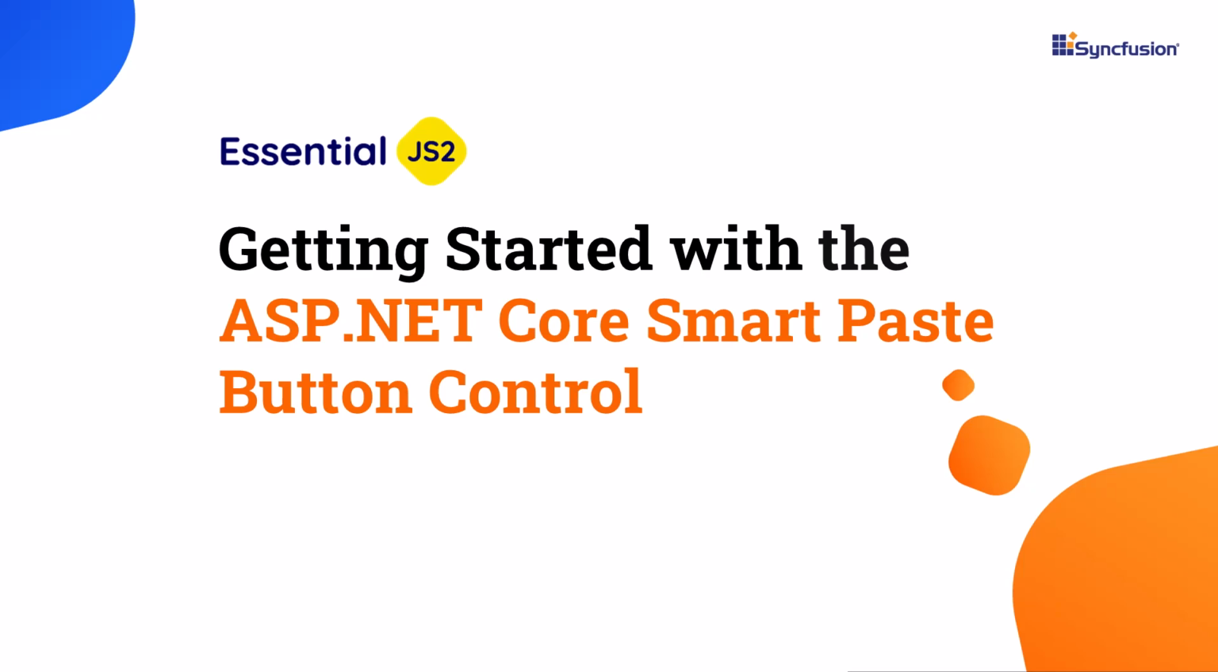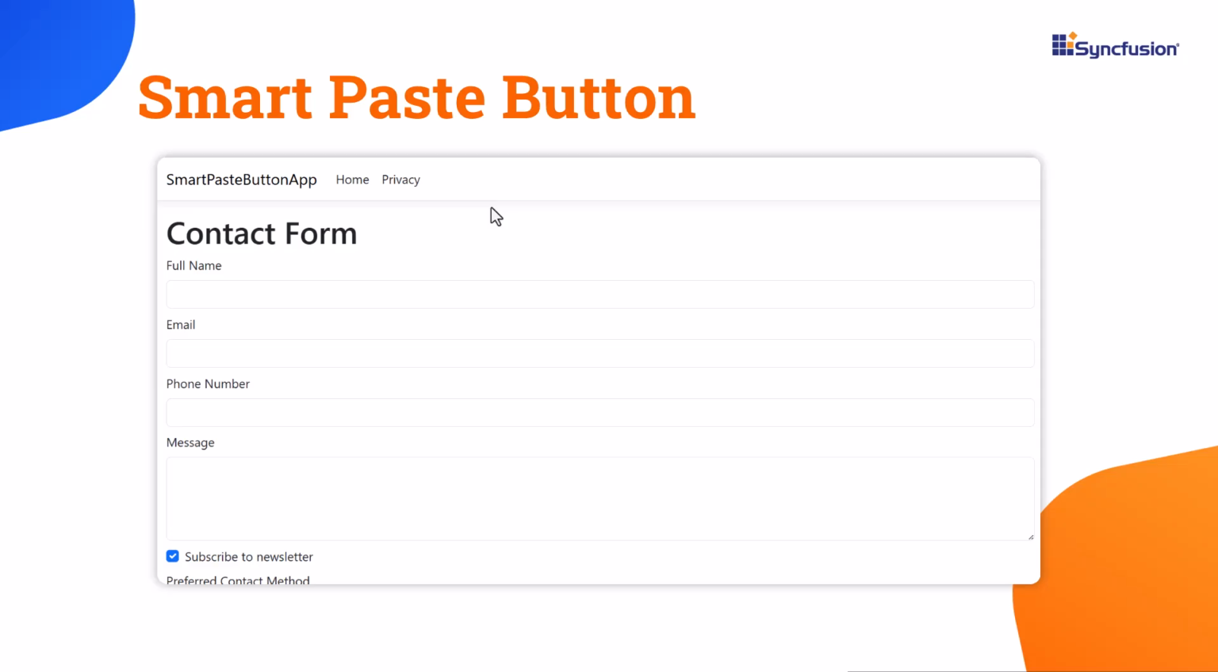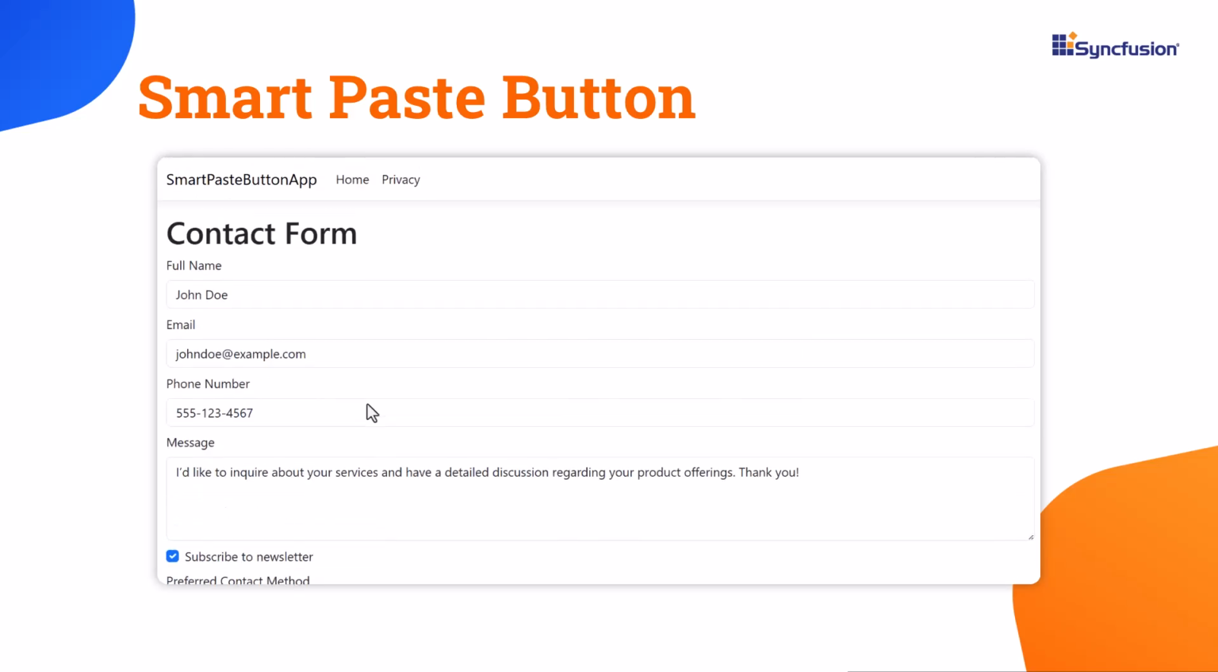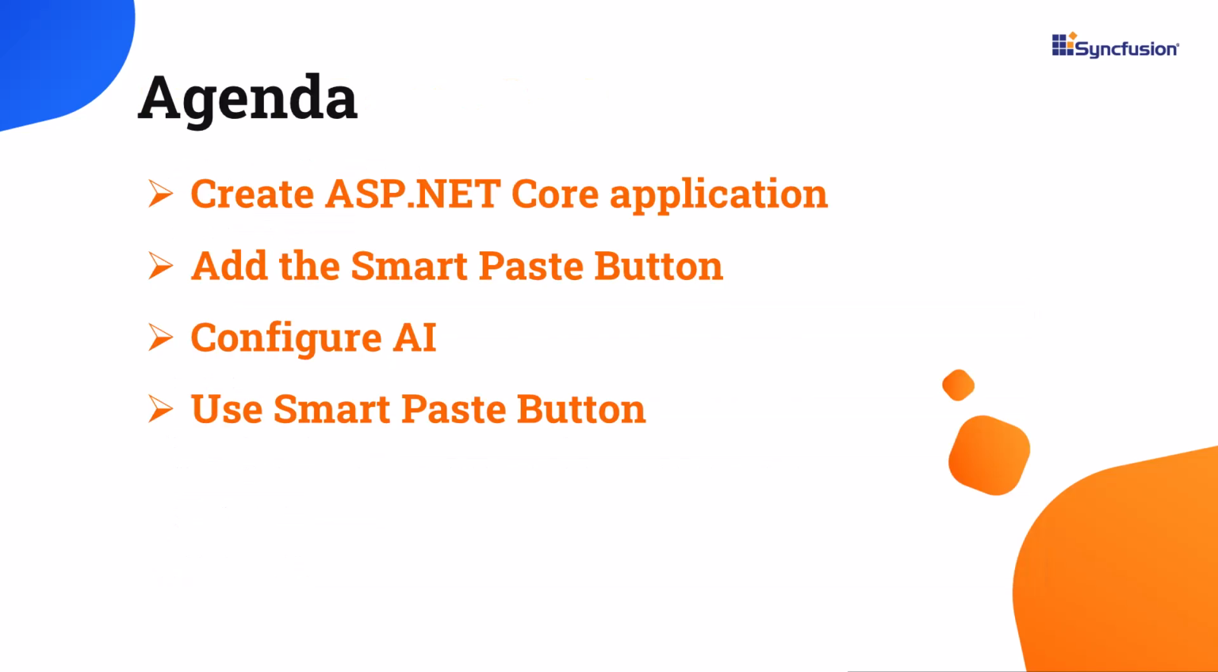Welcome to this ASP.NET Core Smart Paste button tutorial. This control is designed to simplify data entry by using AI to map copied text into form fields automatically. In this tutorial, I will show you how to add the Smart Paste button control to an ASP.NET Core web application and configure the Azure OpenAI service to power this feature. I will also show you how to use the control in a form.